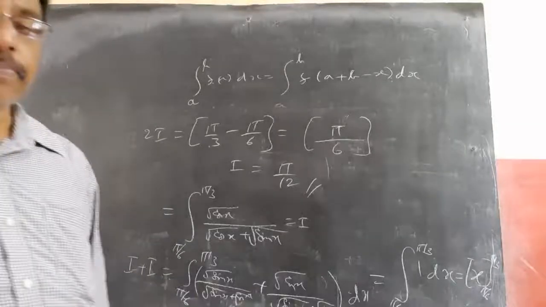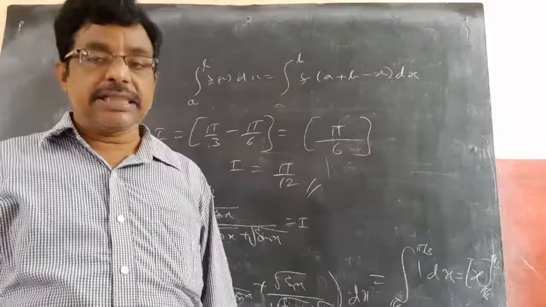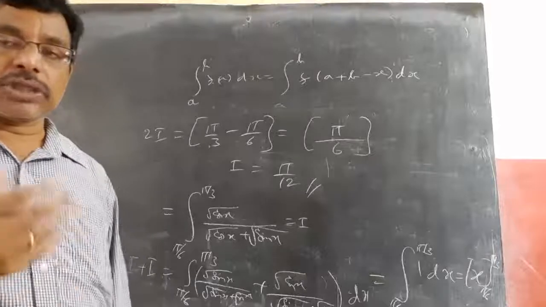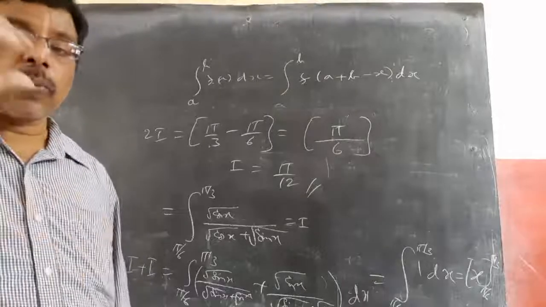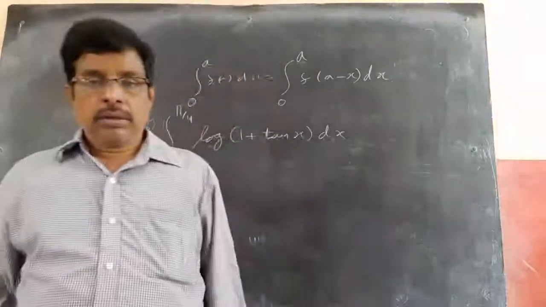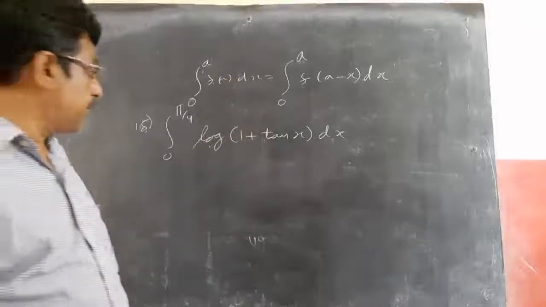So like this, using the fourth property, integral of 0 to a f of x dx equal to integral of 0 to a f of a minus x dx, we can do almost all the 7 mark sums. We will do that now. So one of the 7 marks we will do with this property, then we will go for the next properties.